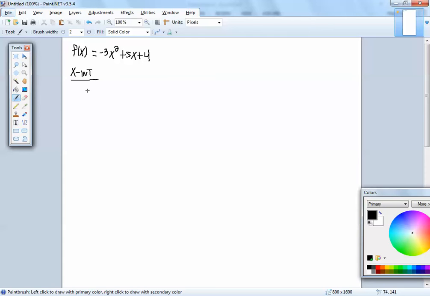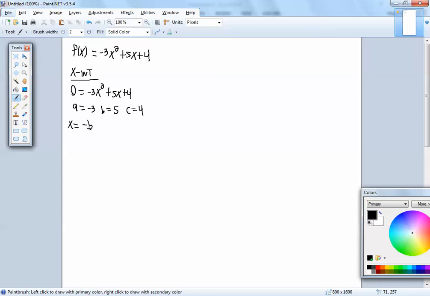Okay, x-intercepts. To find intercepts, you always do it the same way. You plug 0 into the other variable. So if I find the x-intercepts, I'll plug 0 in for y. So I got 0 is equal to negative 3x squared plus 5x plus 4. Now I'm going to use the quadratic formula for this. A is whatever's in front of our x squared, which is negative 3. B is whatever's in front of our x, which is 5. And C is our constant term, the number at the end, which is 4.